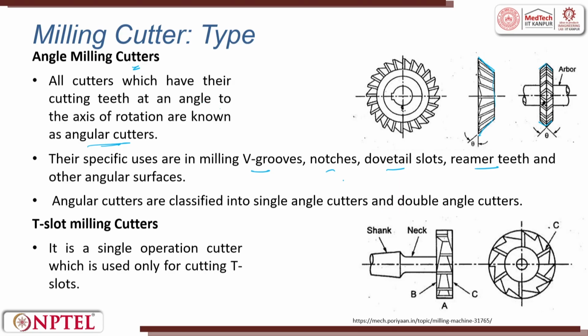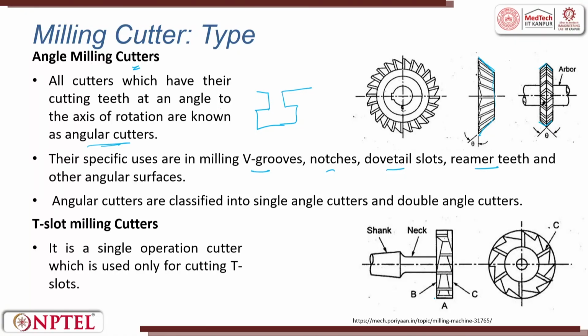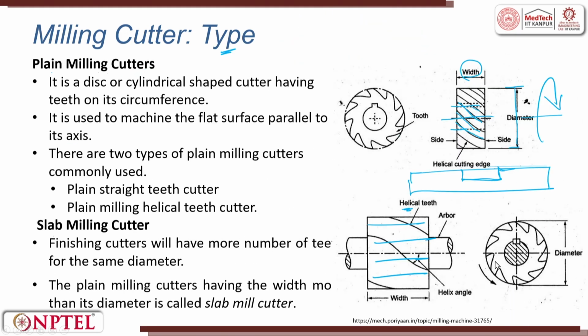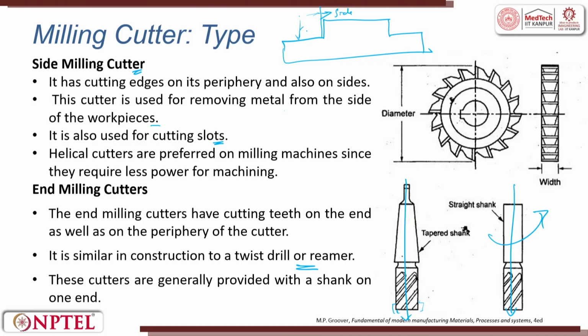We have also T-slot cutters. T-slot cutters are basically used for such profiles to be generated. So, you cut from the side and go all along. They are called T-slot cutters, and they are also used very efficiently. So, we saw plain, then slab (plain is small, slab is large width), then we have side, then end, then angle, then T-slot.